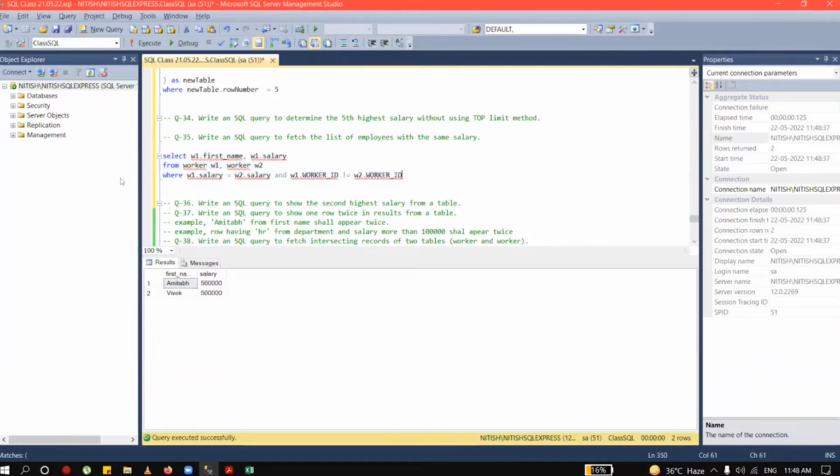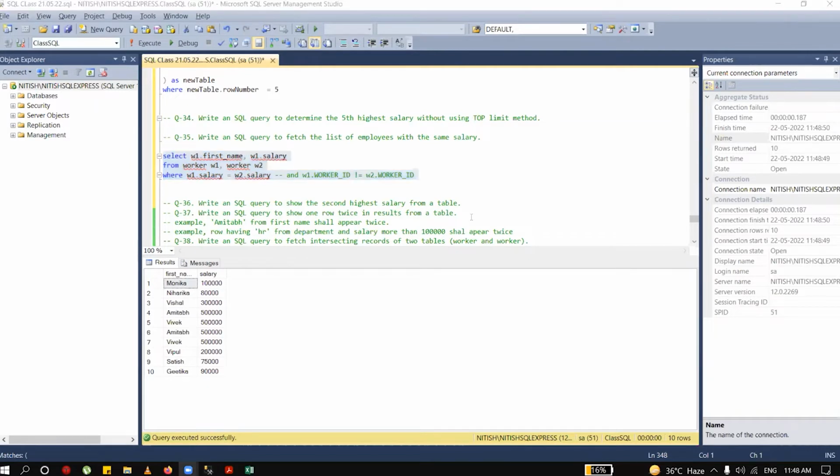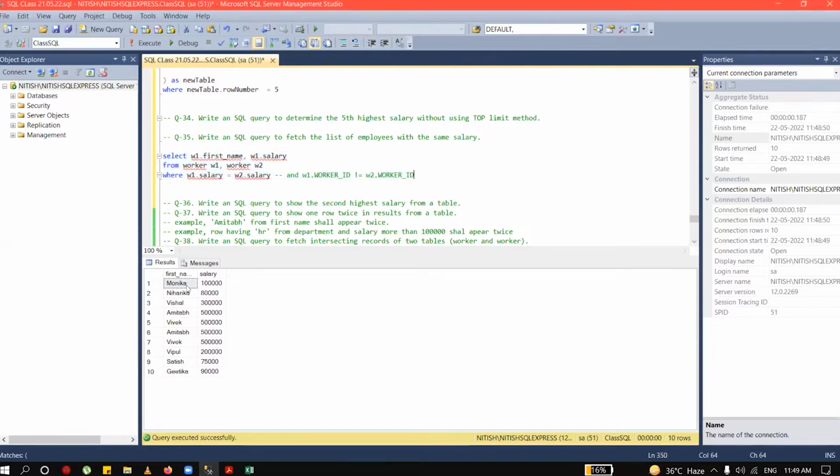If I will not use this, what will happen? You can see I'm getting many to many joins over here. For this context, I don't want many to many joins. So for all the possible things, I'm getting two types of joins. For Monica, we have 1 lakh, 10 lakh, 1 lakh. Niharika, we have this 80,000.